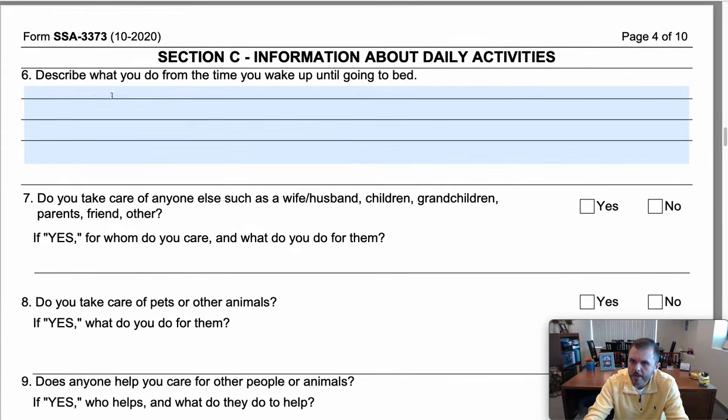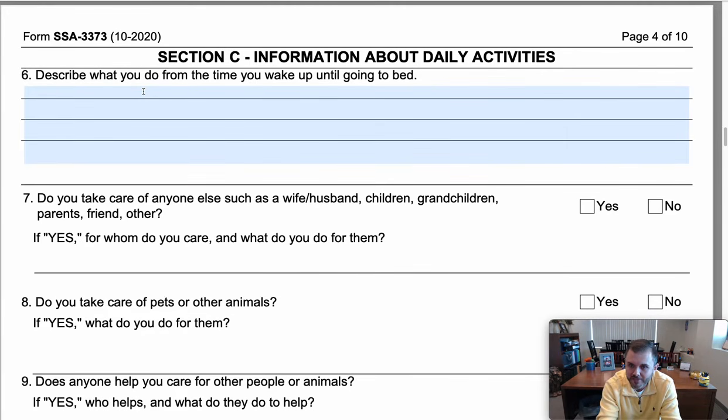Question 6, describe what you do from the time you wake up until going to bed. I encountered this question during disability hearings quite a bit, and the answer that drives me and judges crazy is nothing. That's right, nothing. A client that says, I don't do a darn thing from the moment I wake up to the moment I go to bed. Well, we all know what that means.